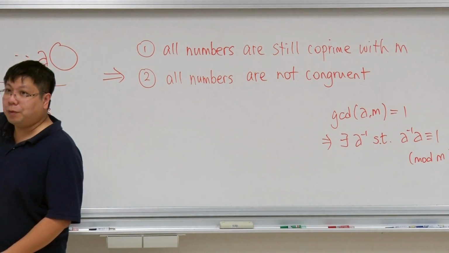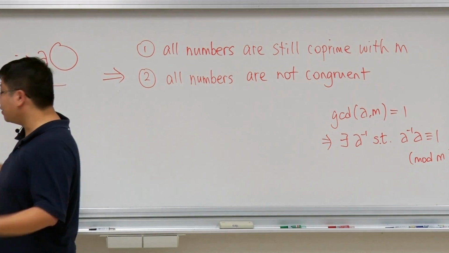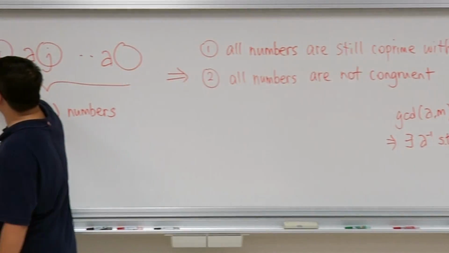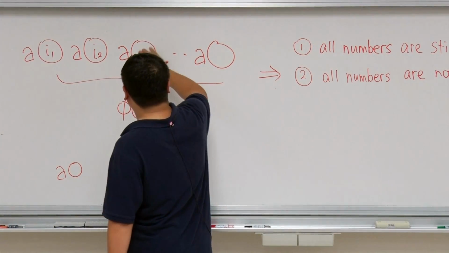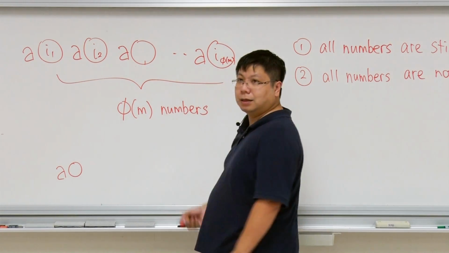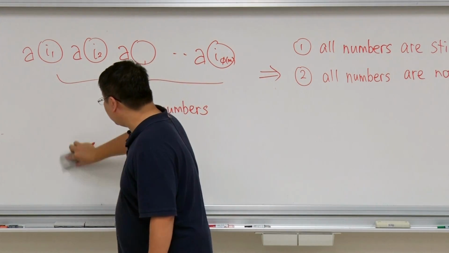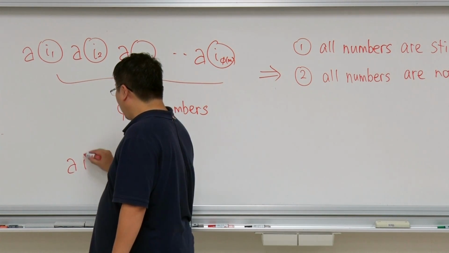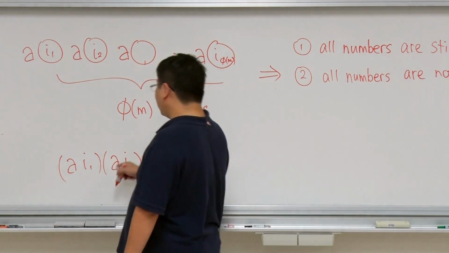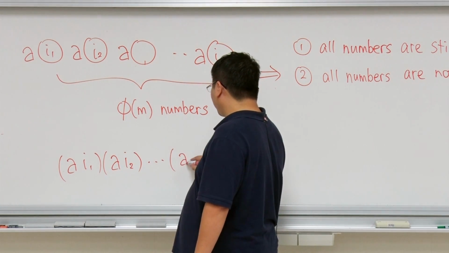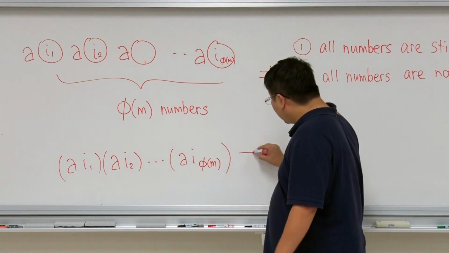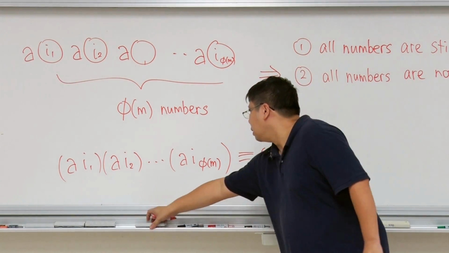So in that case, if we multiply everything together, let me give them names. Let's call this i1, let's call it i2, and let's call the last number i of phi m. So we have a times i1, times a times i2, and so on up to a times i of phi m. We multiply all of them together. So this is what we have. It will be the same as if we don't have this a at the beginning.